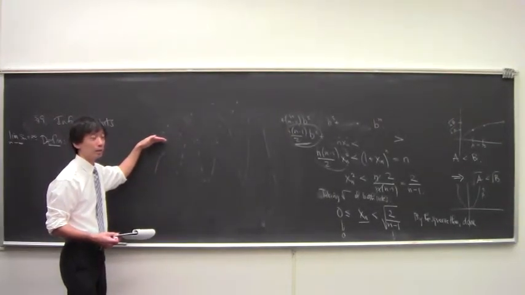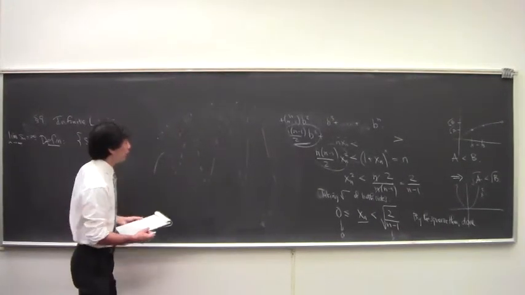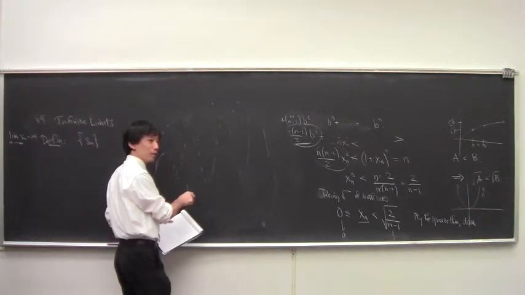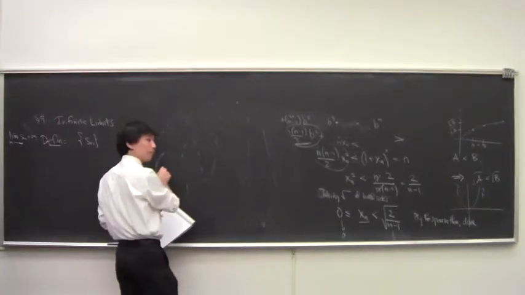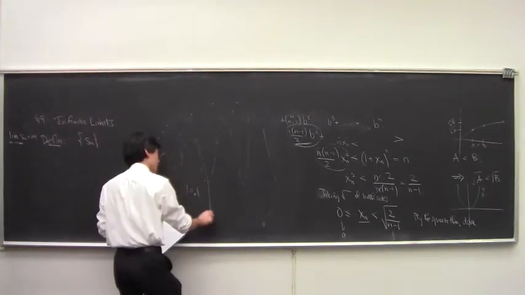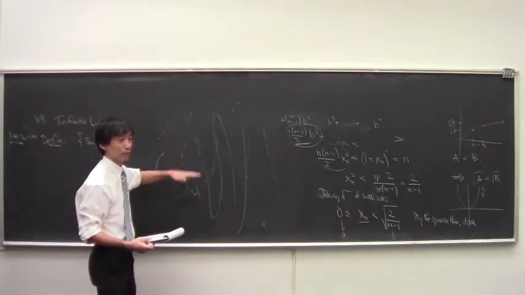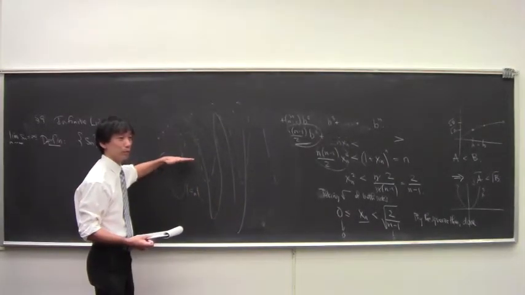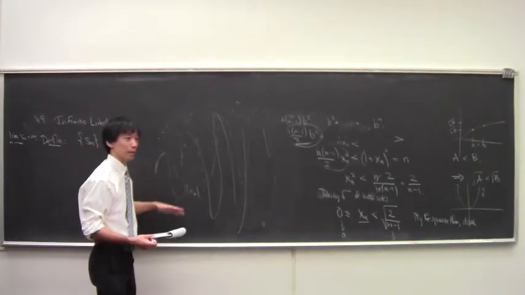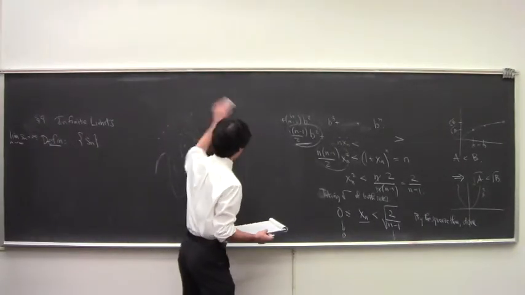Absolute value. No, because if you look at the absolute value of the sequence, you can have a sequence that goes positive, negative, positive, negative, positive, negative, and if you put absolute values on it, you don't see that it's oscillating. Right. Okay.